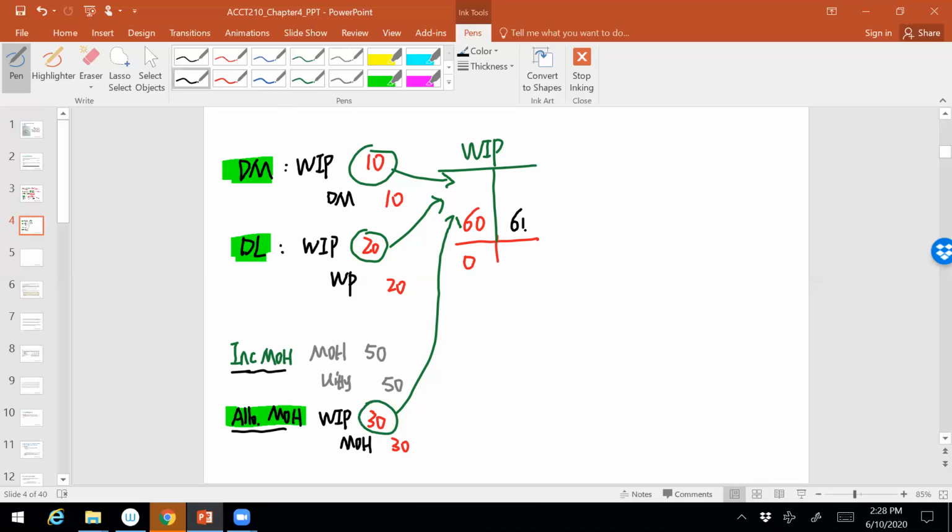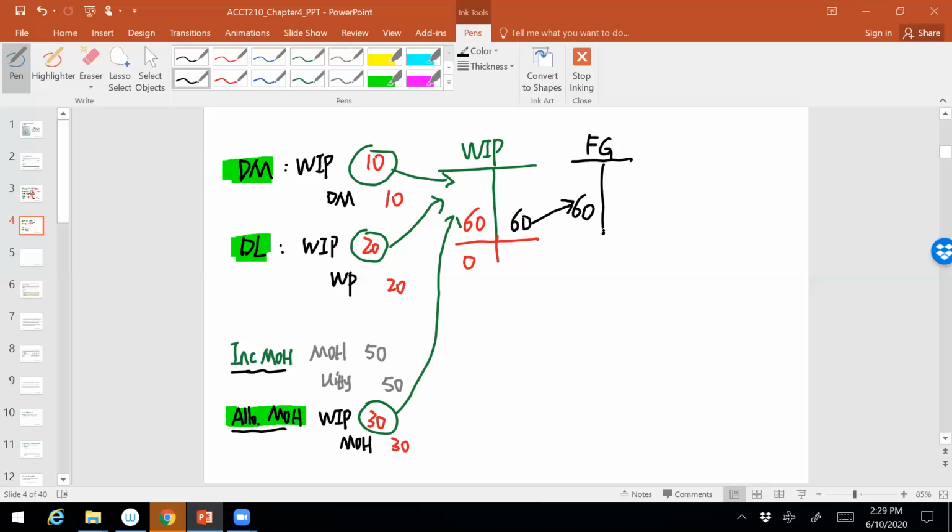So where did this $60 go to? Does this disappear? No, right? It goes to our finished goods. So our finished goods has this $60. It didn't disappear. It just goes to our finished goods. So it goes from work in process to our finished goods once our product is finished.